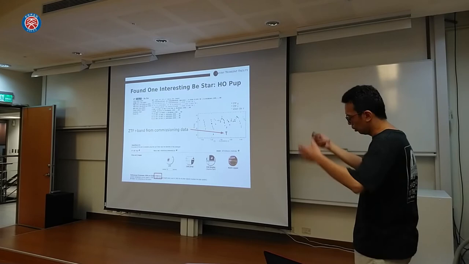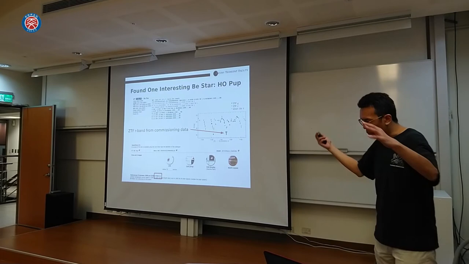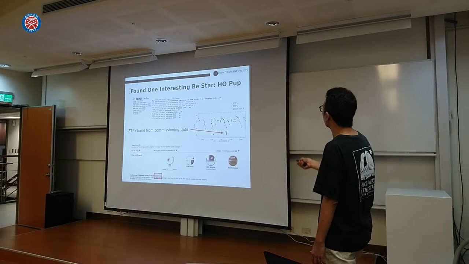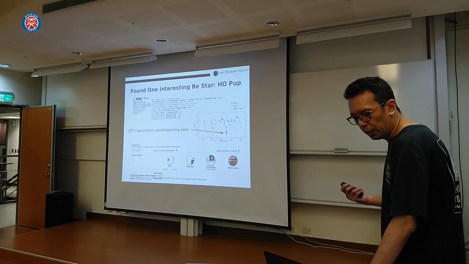So the brightness really decreased by 2.5 magnitudes. Even though I mentioned that Be star variability is complicated, this is unusual. This is very rare in a Be star. So this star caught our attention, and we also found that there's only one paper mentioning this star in SIMBAD. So we decided to investigate this Be star further.